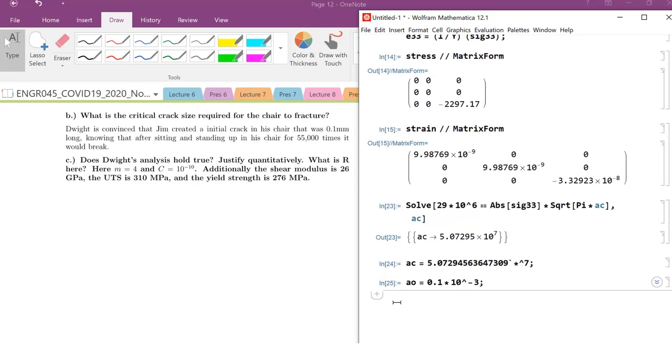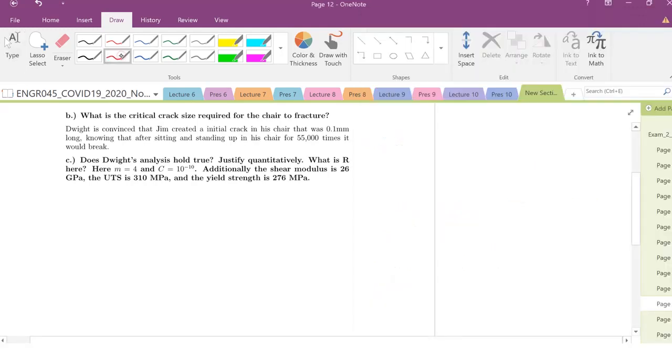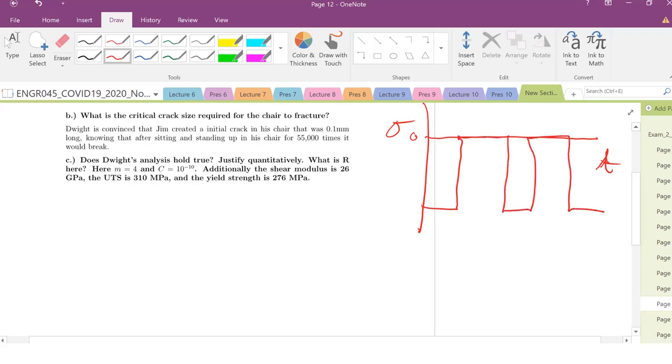So R, remember, is our ratio for fatigue. It's the ratio of your sigma min and your sigma max. So what is our sigma min here? Our loading state, or our stress state, our cyclical cycle. So our stress, this is 0. This is my 0 value for stress here. This is time. So what Dwight is thinking is that Jim set up his chair, so initially there's no load, and then I compress my chair. I stand up, go back to 0. I compress my chair, so it's this kind of step function over and over again.